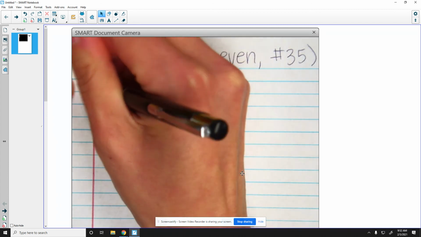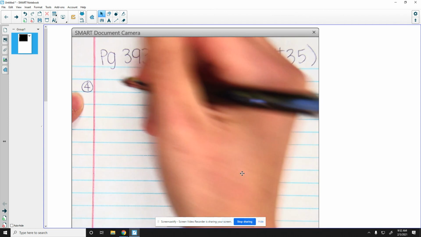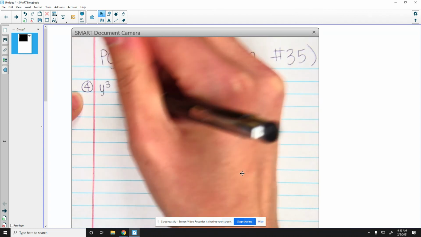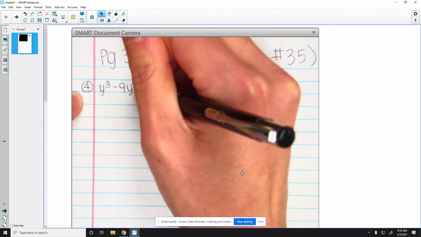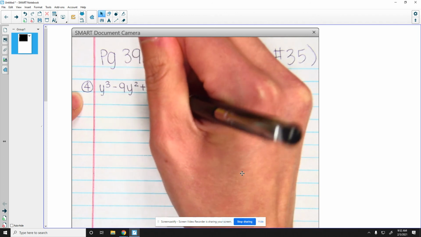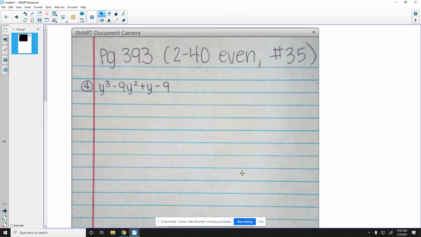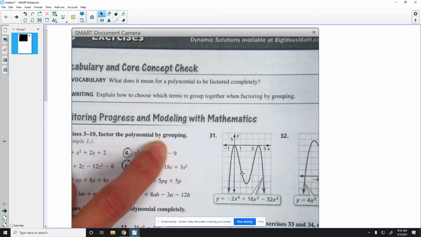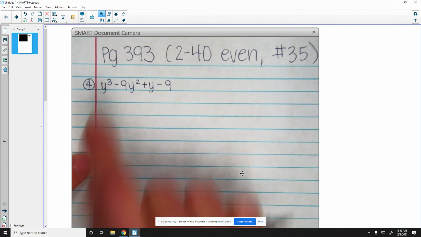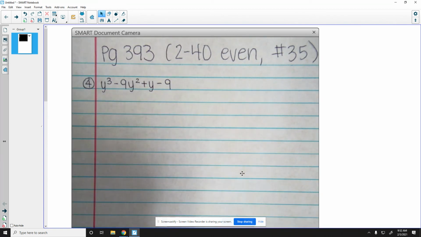So for number 4, here's my question. It is y to the third minus 9y squared plus y minus 9. Either you can follow along with me or you can work by yourself, depends how good you are at factoring, but I'm going to do some with you. The directions just say factor the polynomial by grouping. Do you see how you have 4 terms? So 4 terms, remember, just means you have to group.